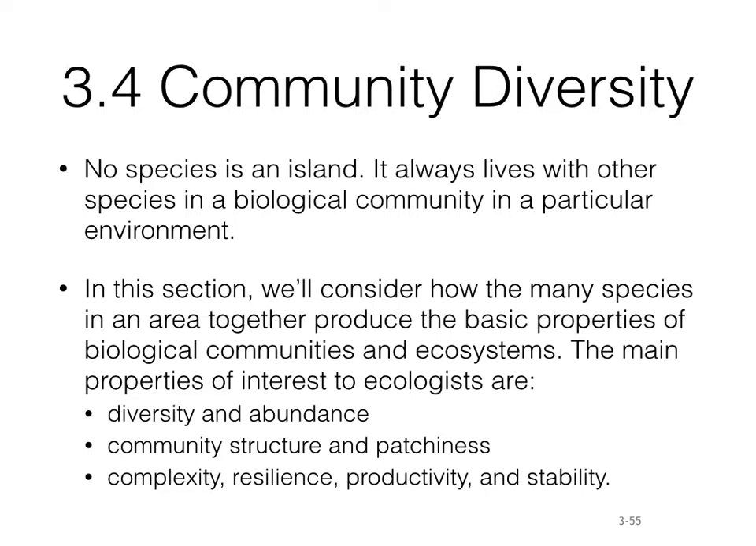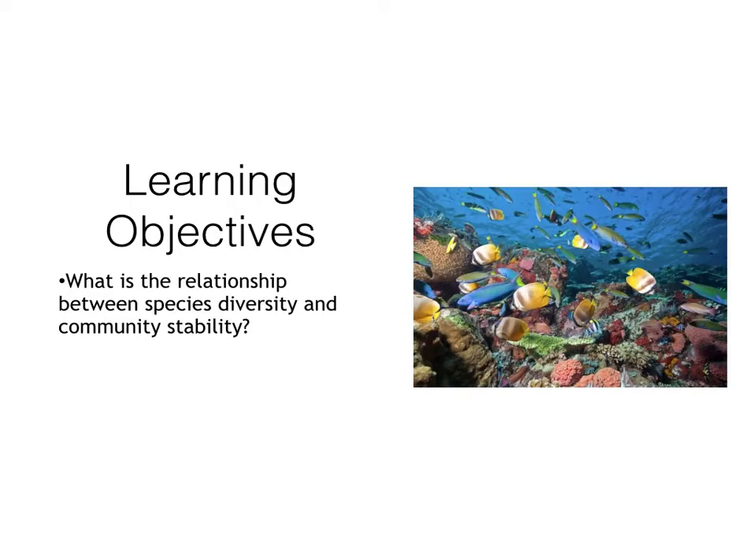and ecosystems. The main properties of interest to ecologists are 1. Diversity and abundance, 2. Community structure and patchiness, and 3. Complexity, resilience, productivity, and stability. So the questions you should be able to answer at the end of this section are: what is the relationship between species diversity and community diversity and stability? And are more diverse communities more or less stable?